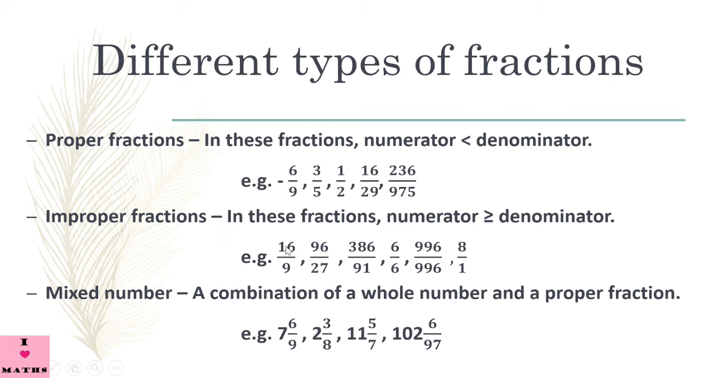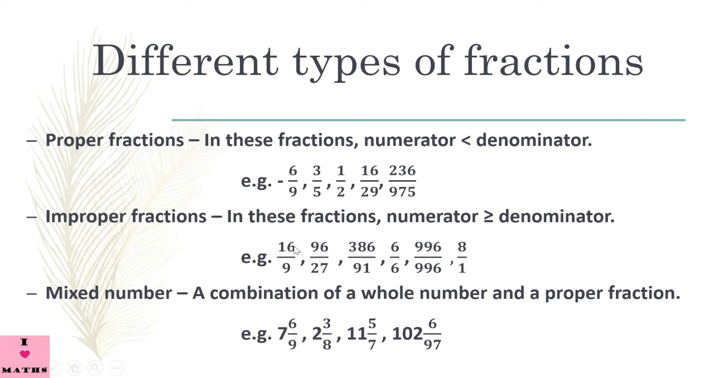Now, see children, if the base is very small and the head is too big, naturally that thing will be a little unstable. That will not be stable. That is the reason we call these fractions improper fractions.